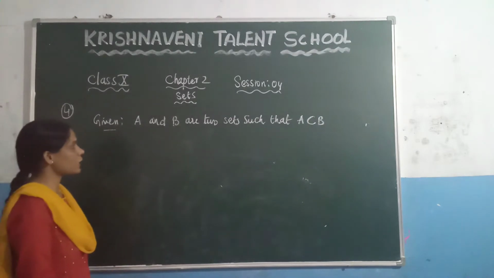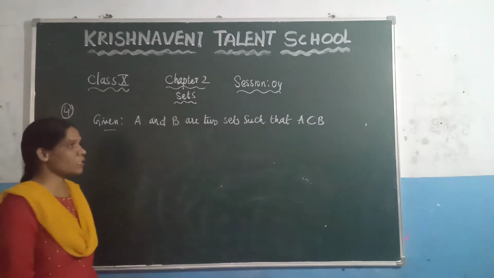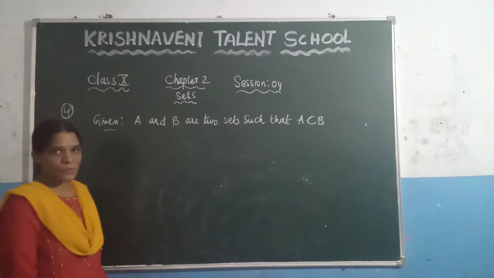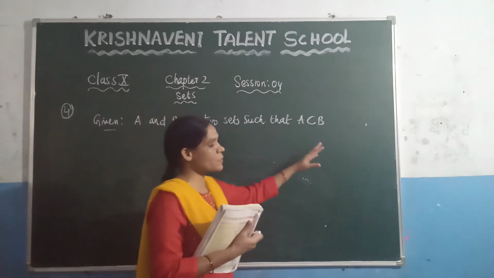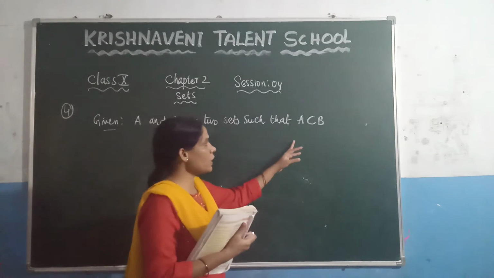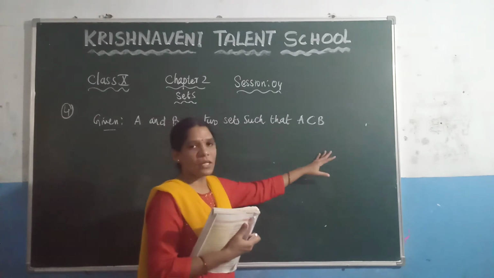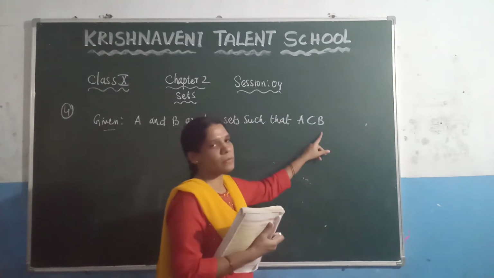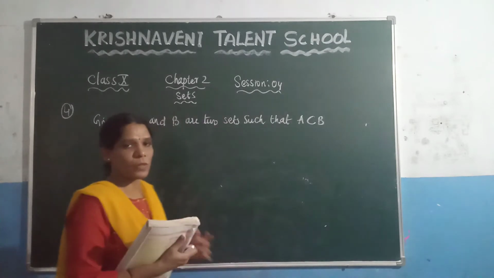Now, what is the condition given here? A and B are two sets such that A is a proper subset of B. What is meant by a proper subset? We already discussed. If you consider A is a proper subset of B, it means that every element of A should be present in B, but there must be at least one element in B that does not exist in the set A. That is nothing but the proper subset.